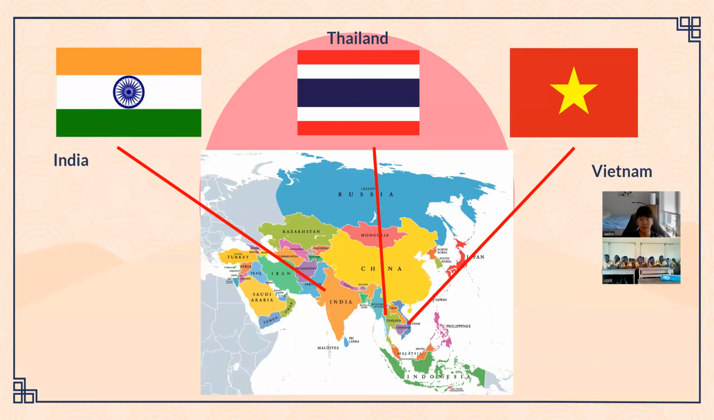And to give you guys a better sense of where they are, we have the whole map of Asia here, and India is right here, and Thailand is this land right here. And Vietnam is actually right next to it over in this area.